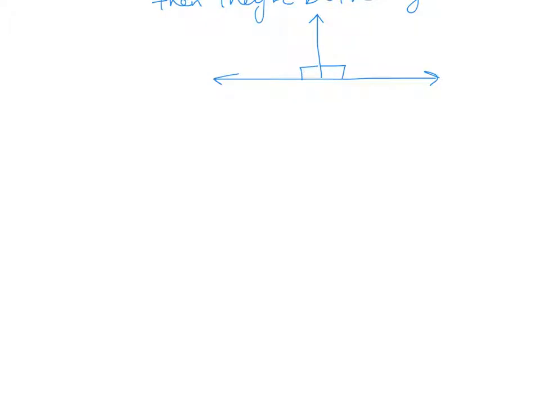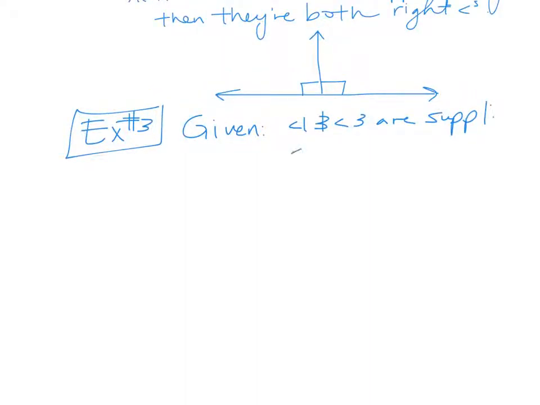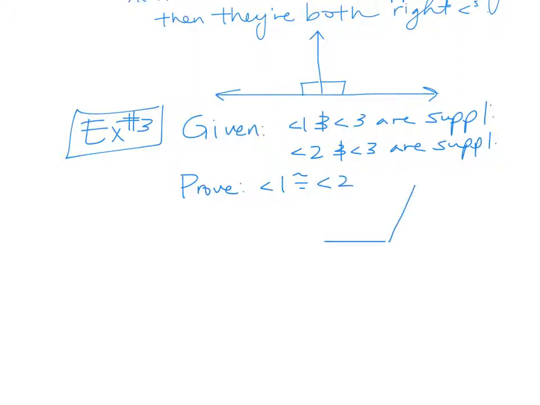So a proof of this would be example 3. If we are given that angle 1 and angle 3 are supplementary, and angle 2 and angle 3 are supplementary, and they ask us to prove angle 1 is congruent to angle 2. And here's the picture they give: angle 3, angle 1, angle 2.